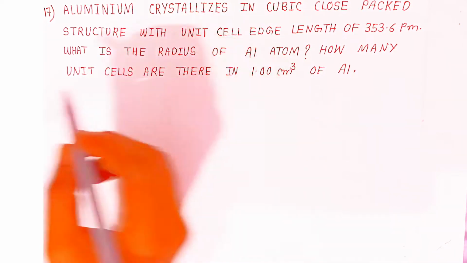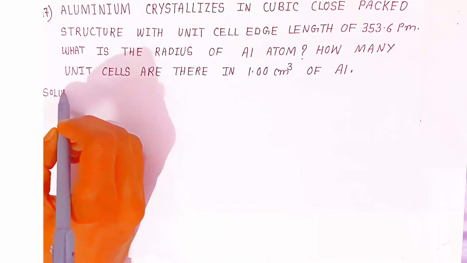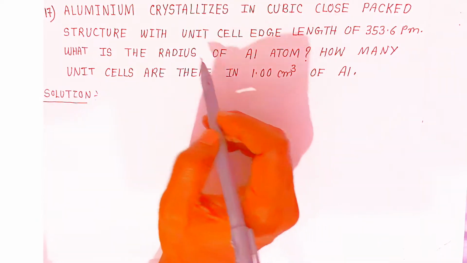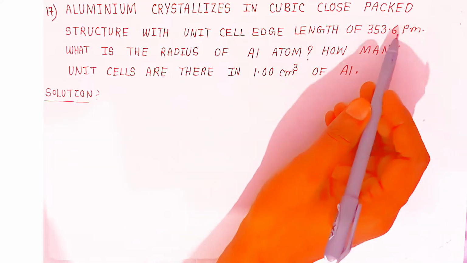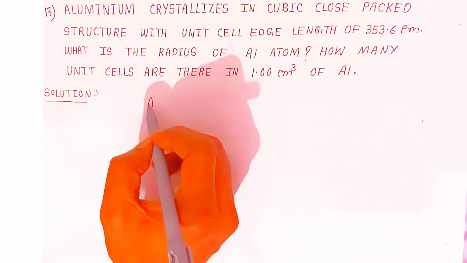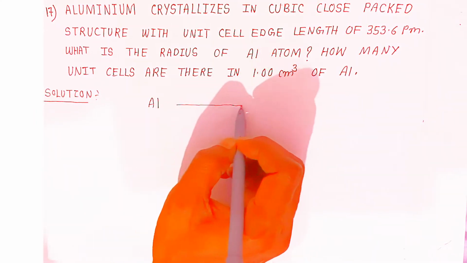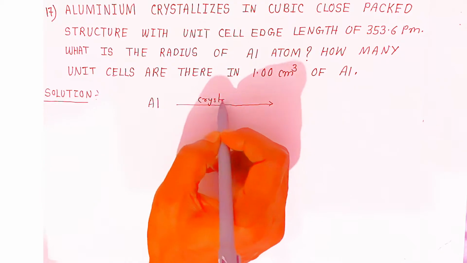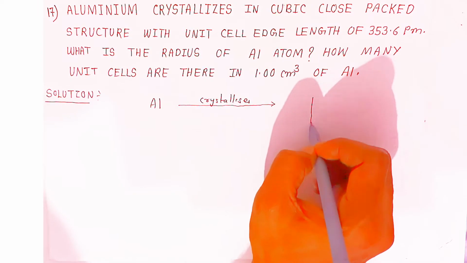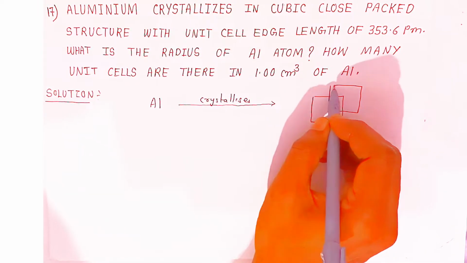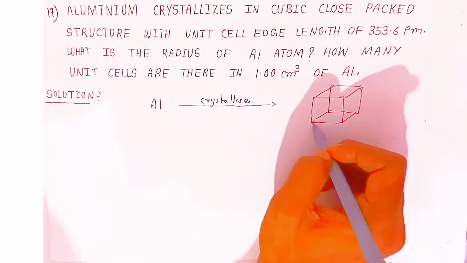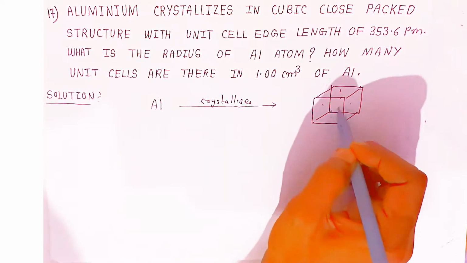Here it is given aluminium. In the solution, this is for your understanding, I'm drawing: aluminium crystallizes in cubic closed packed structure with unit cell length given as 353.6 picometer. Aluminium crystallizes and it is forming a cubic closed packed structure. That means here the aluminium atoms are present. Understanding students?